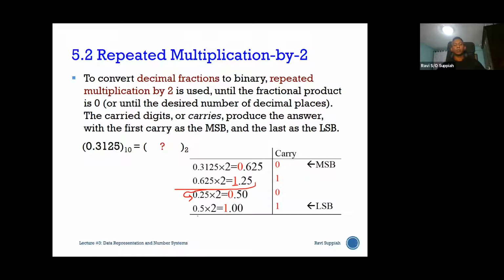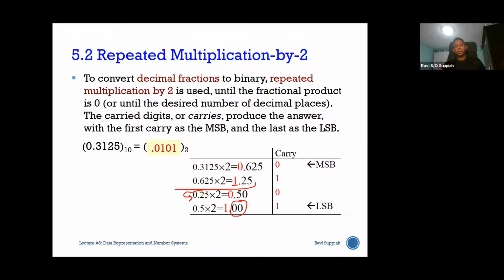Okay, then 0.5. 0.5 times 2 is 1.0. So once the fractional product becomes 0, you can stop the calculation. And then now what you have is you start off with most significant bit and least significant bit. So you get 0.0101.